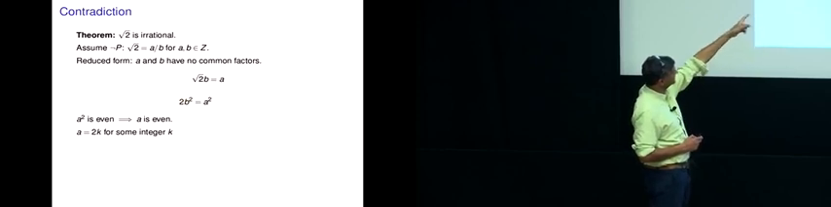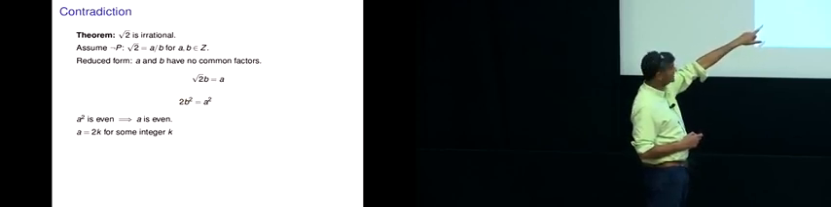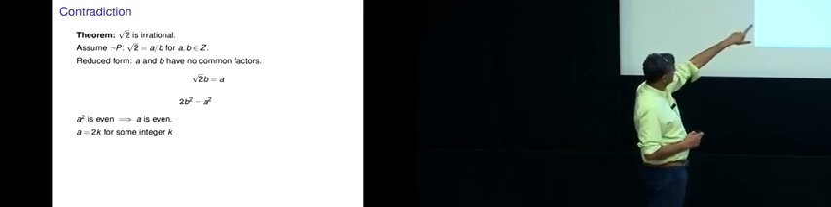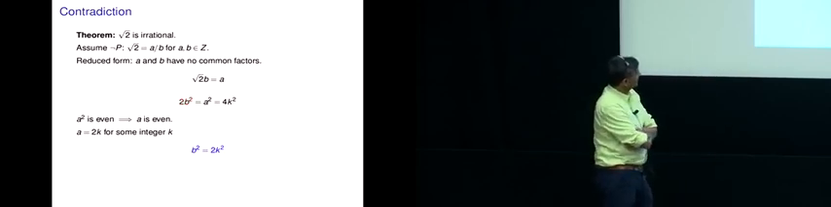Why is a squared even? Because there's a 2 in front of the b squared, and b squared is an integer. A squared is even implies that a is even, so there a equals 2k. I'm plugging in 2k, and I get a 4k squared. Okay, so now I'm copying that down. I divide both sides of the equation by 2, right?